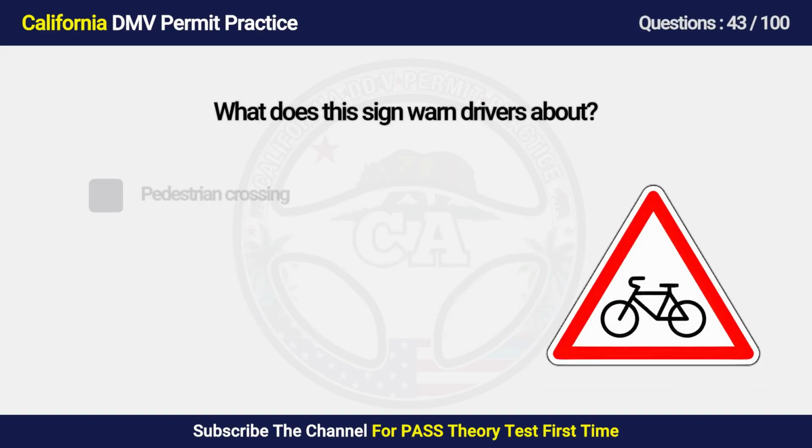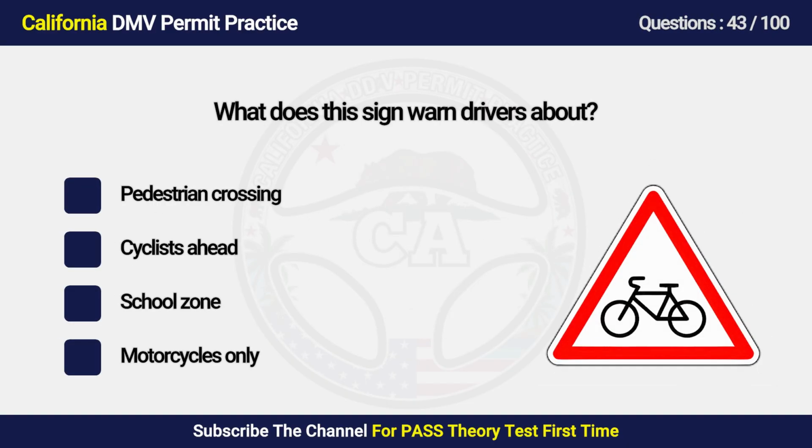Question 43. What does this sign warn drivers about? A. Pedestrian crossing. B. Cyclists ahead. C. School zone. D. Motorcycles only.